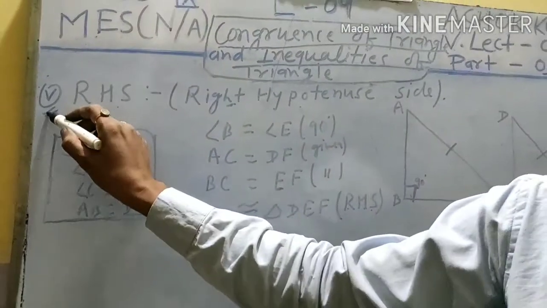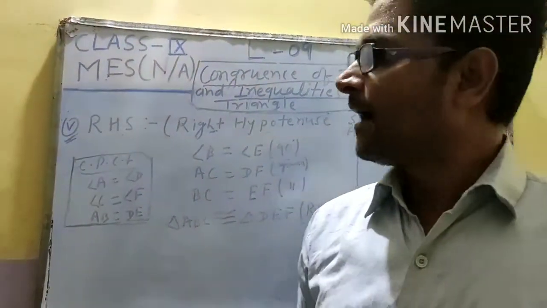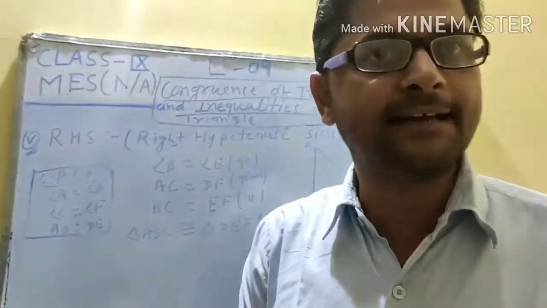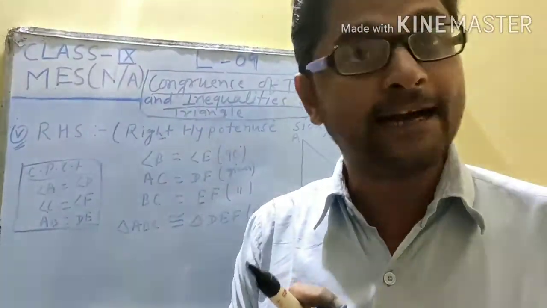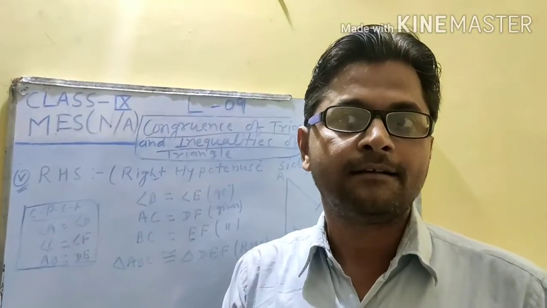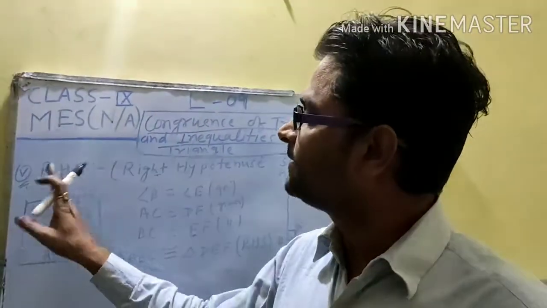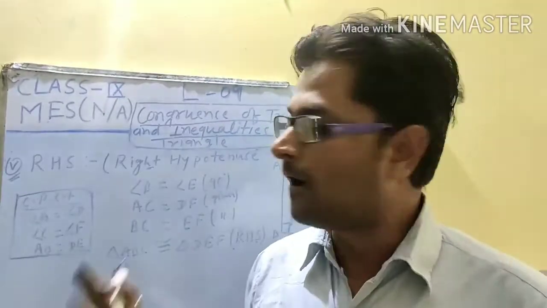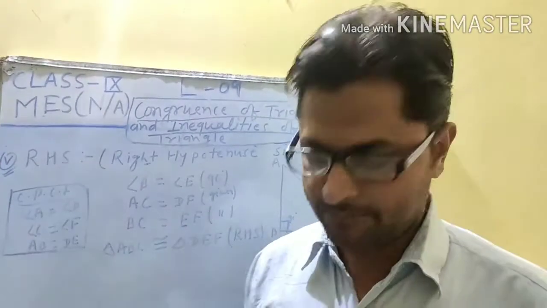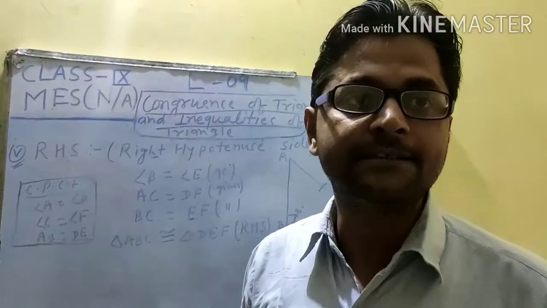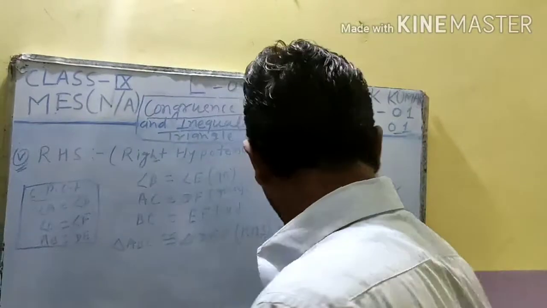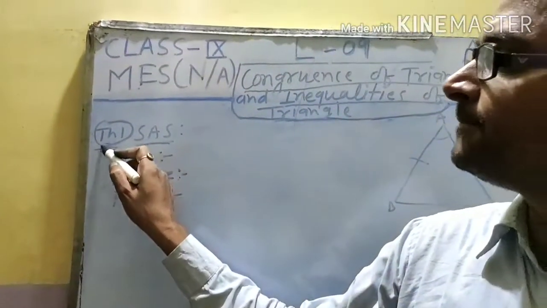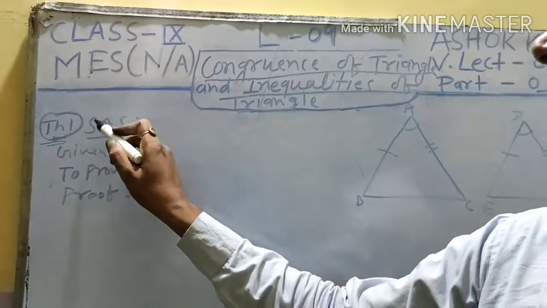Okay, student, these are the 5 types: RHS, SAS, SSS, angle side angle, and angle angle side. These are the 5 different types, and one by one, student, we prove them. All are proven one by one. The first type is SAS. The first theorem, SAS, side angle side.